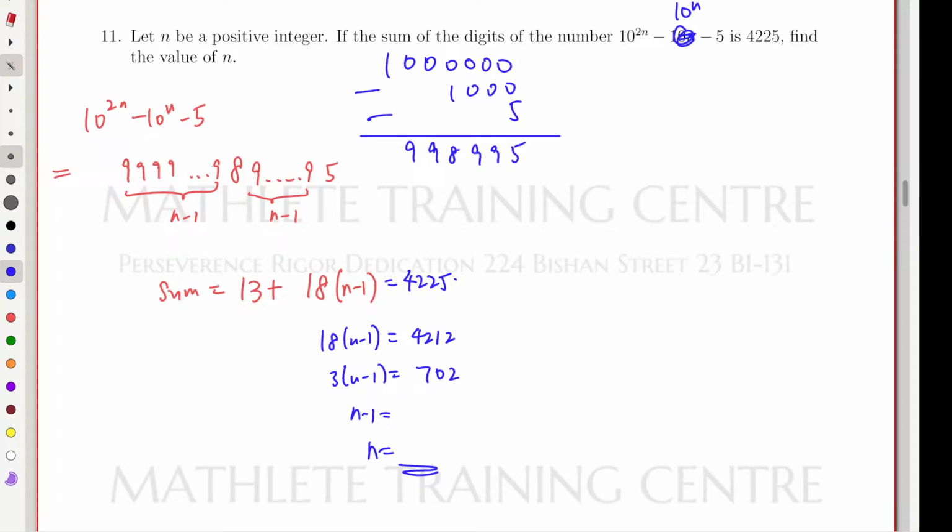Or am I making a mistake somewhere? Okay, 702 divided by 3. Let me just try to work it out. Oh, it's 2 3 something. No wonder. 234. Oh, okay. N minus 1 is 234. Then you can get 235 here. Yeah, that's right. Sorry about it. This is correct. Okay, so the answer is 235.